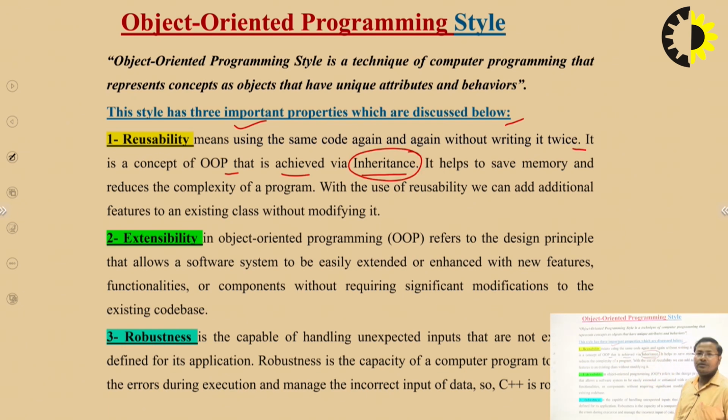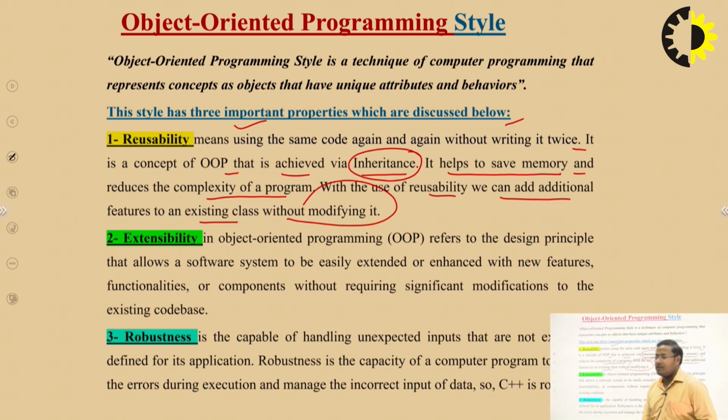Inheritance provides reusability, which helps to save money and memory and reduce the complexity of the program. With reusability, we can add additional features to an existing class without modifying it. It is achieved by inheritance, and it can also be achieved by method overriding. The second important property is extensibility.